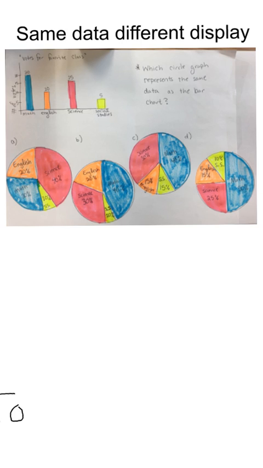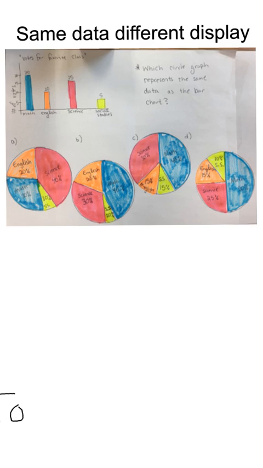Today we're going to talk about same data in the different display and how to pick out a chart that has the same data but looks different because it's a different kind of chart. This question says, which circle graph represents the same data as the bar chart? So I'm going to start by looking at the bar chart.